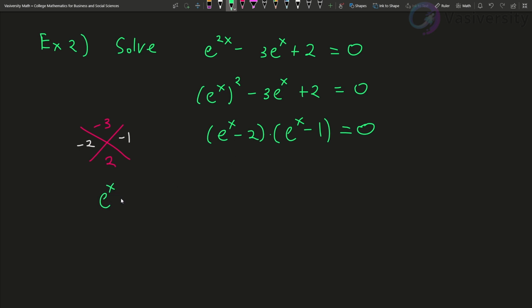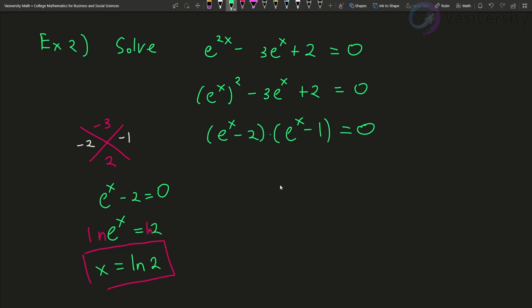So let's start with the first one. So e to the x minus 2 is equal to 0. So then we have e to the x is equal to 2. Okay, so we know how to solve that kind of equation. We got to take a natural logarithm from both sides. So here we're going to have that natural logarithm and e cancels out. So we have that x is equal to a natural logarithm of 2. Okay, that's going to be our first solution. Right, it's our first root.